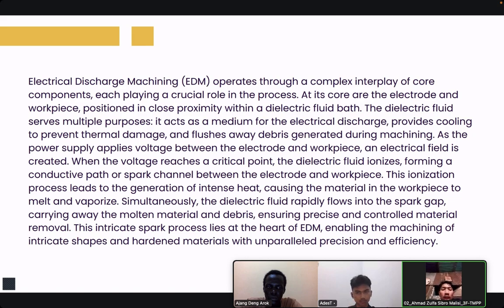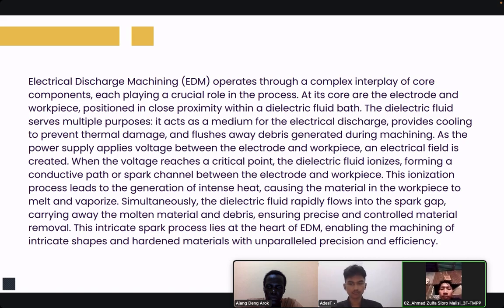The dielectric fluid serves multiple purposes. It acts as a medium for the electrical discharge, provides cooling to prevent thermal damage, and flushes away debris generated during machining. As the power supply applies voltage between the electrode and workpiece, an electrical field is created. When the voltage reaches a critical point, the electric field ionizes, forming a conductive path or spark channel between the electrode and workpiece.